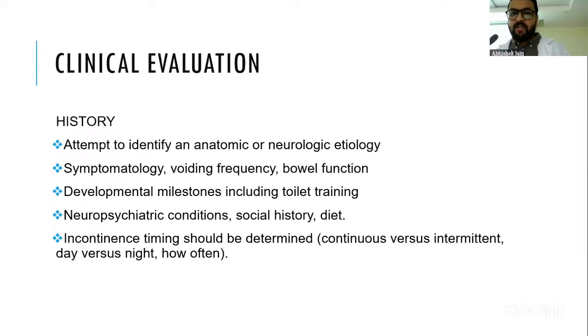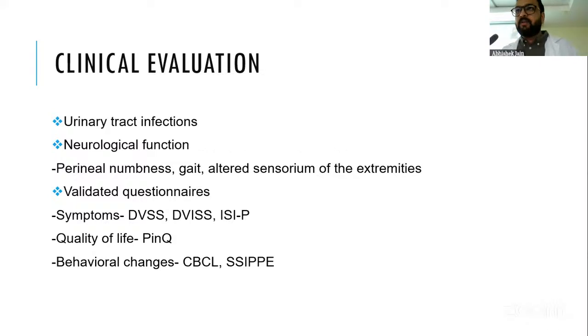Clinical evaluation: first we take history. Apart from routine history, we try to identify an anatomic or neurological etiology. We ask for voiding frequency, bowel function, developmental milestones, especially toilet training, neuropsychiatric conditions, social history and diet, and incontinence, whether it is continuous or intermittent, day versus night, and how often. We ask for history of UTIs and neurological functions, both upper and lower extremities.